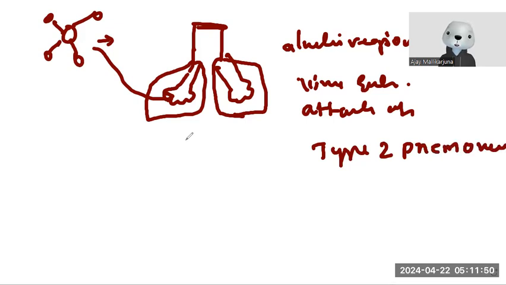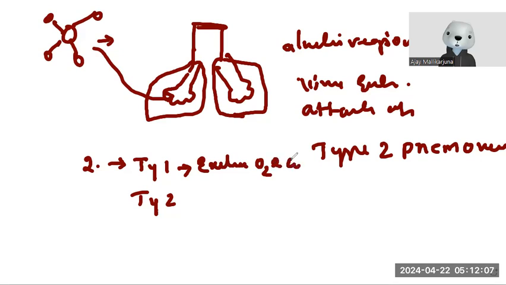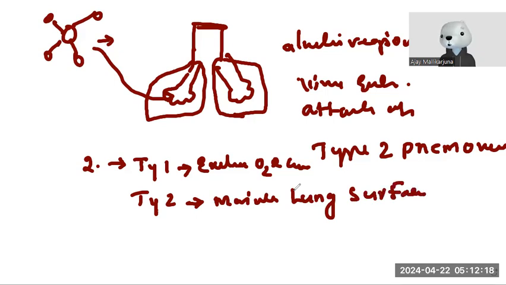What are type 2 pneumocytes? Generally, there are two types of pneumocytes: type 1 and type 2. Type 1 pneumocytes are useful for exchange of gases, O2 and CO2. Type 2 pneumocytes are useful in the maintenance of lung surface tension. So the lung should be maintained in a proper manner. It should not collapse, should not be degraded. So type 2 pneumocytes maintain the lung surface tension.